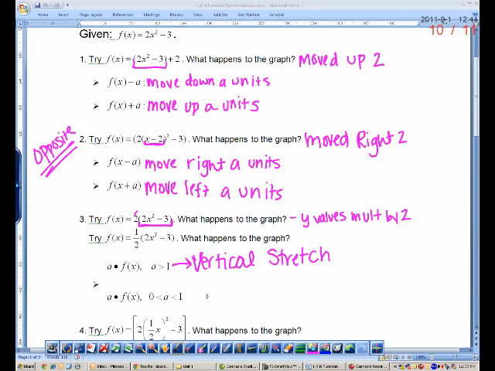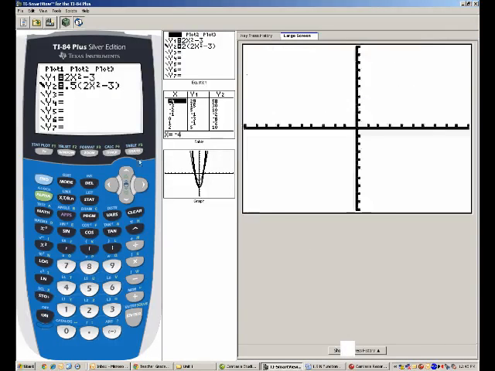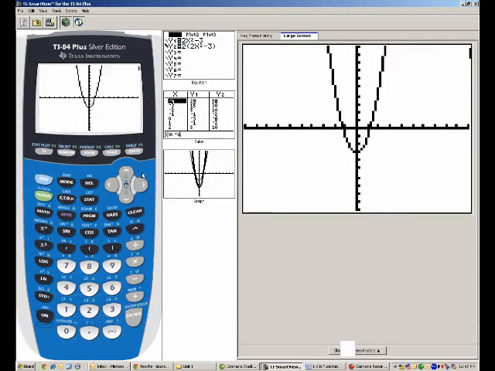Okay? All right, let's think about what's going to happen if we type in 1/2 instead. All right, so let's watch it. Remember, we're multiplying the whole function by a value. So when we do stuff with the whole function, we're messing with the y's. We're not messing with the x's. Let's graph this. Here's our original function, and here's our new function.